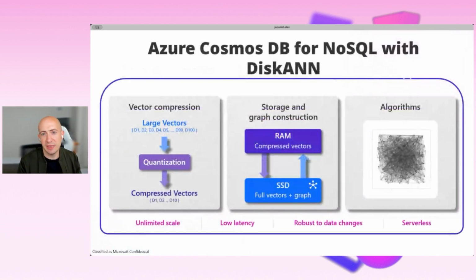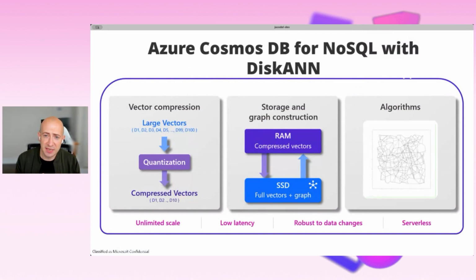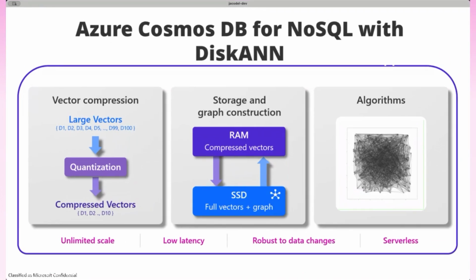Let's talk a little bit real quickly about Cosmos DB for NoSQL with this DiskANN-based index. The idea behind DiskANN is actually relatively simple. You start with your vector embeddings, and you insert them into your Cosmos DB database. What we do on the back end is we take your vectors and put them through a compression method called quantization. The compression method then scopes down the size of these vectors to be more efficient to store in RAM. The full uncompressed vectors, along with the graph data structure of DiskANN, are then stored to high-speed SSDs that make up the backbone of Azure Cosmos DB.